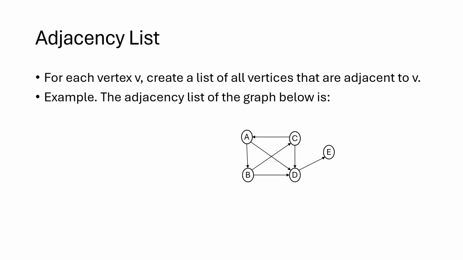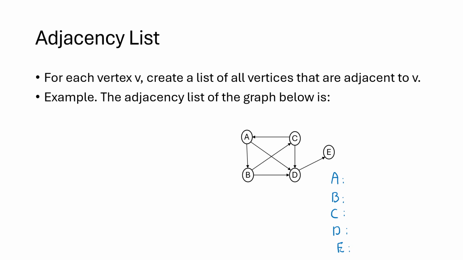So let me write down over here. We are going to have a list for A, another list for B, and then C, D, and E. So a list for each one of the vertices. And in the list for A, we write down the label for every vertex where there is an edge going from A to that vertex.